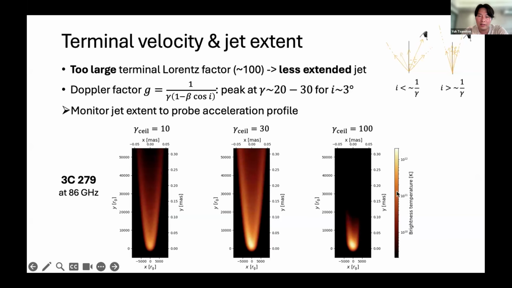This is because the Doppler factor for nearly vertical flow actually peaks for a Lorentz factor of about 10, 20 to 30 when the inclination is small, like around 3 degrees in these sources. This means that by carefully monitoring the jet's extent with BHEX, we can directly probe the acceleration profile of the essential plasma flow, not only outstanding blobs.